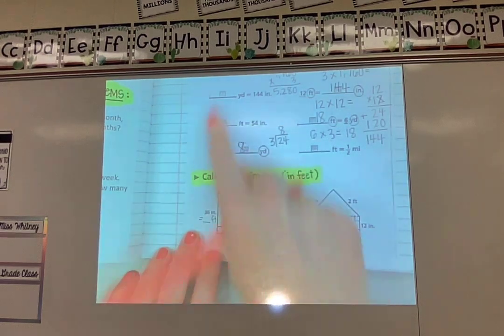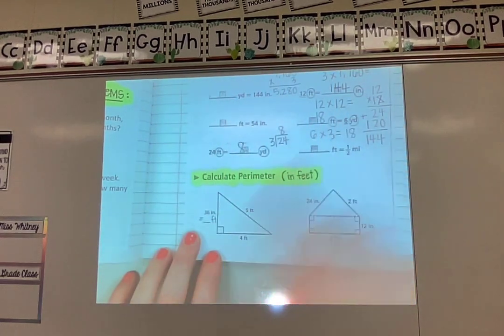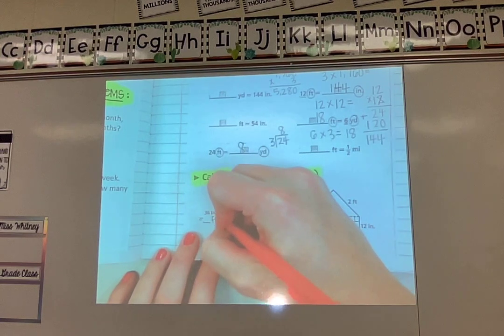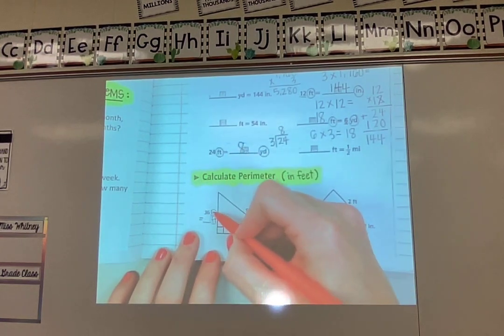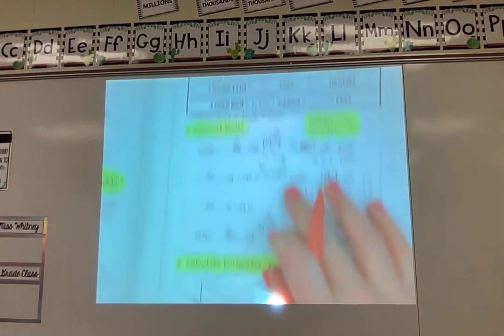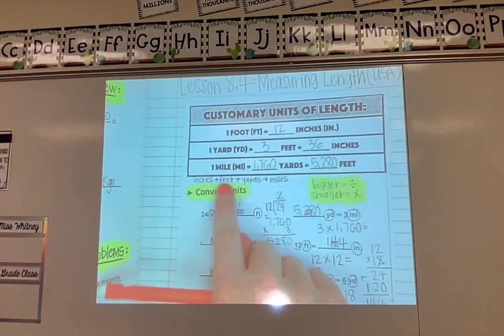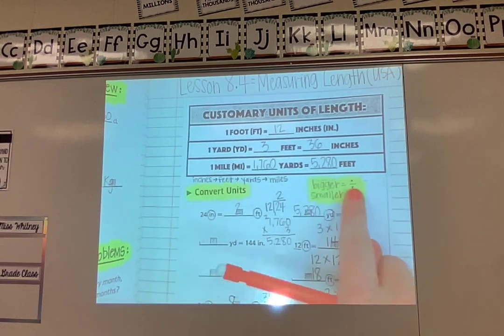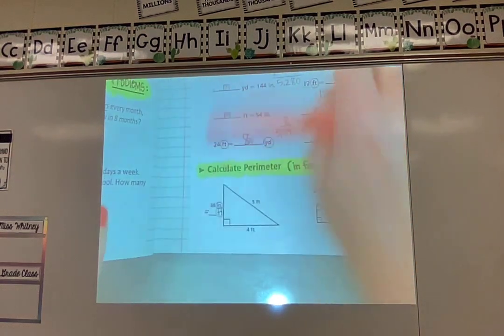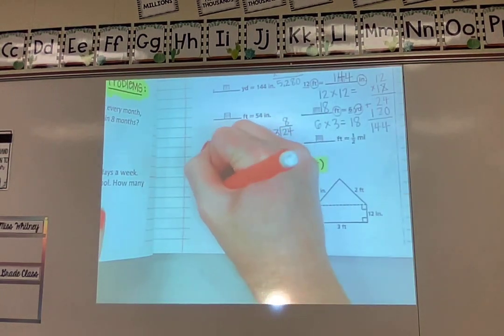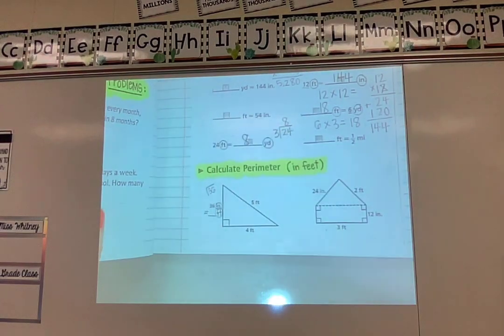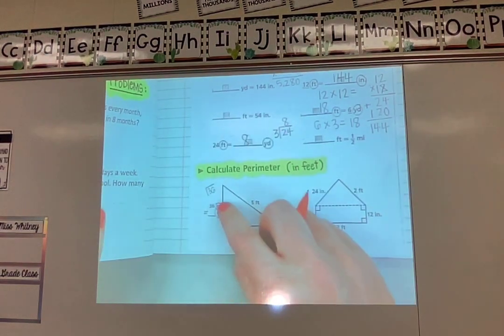I'm going to make it look just like these problems I was doing up here, and we're going to convert it over. So I'm going to circle my labels. I'm going from inches to feet. So I'm going to look up here. Inches to feet, I'm getting bigger, so I need to divide. So I'm doing 36 divided by, and then remember I'm going to use my chart.